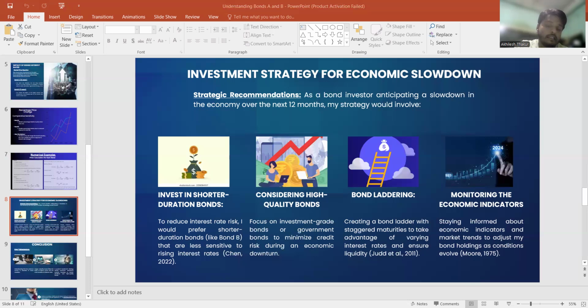And last, monitoring economic indicators. So keep an eye on key financial indicators so you can adjust your bond portfolio based on the latest economic trends. These strategies will help to manage risk and ensure a balanced approach to bond investments during tough economic times.